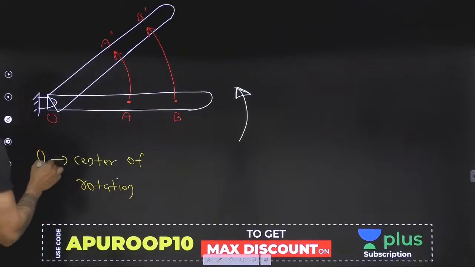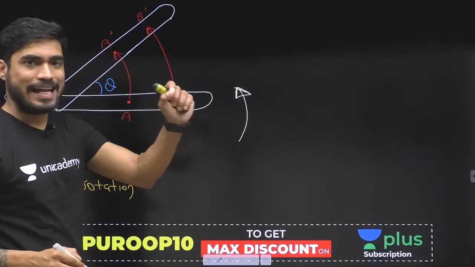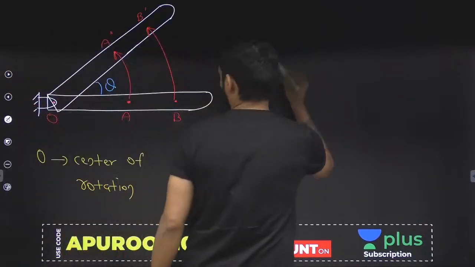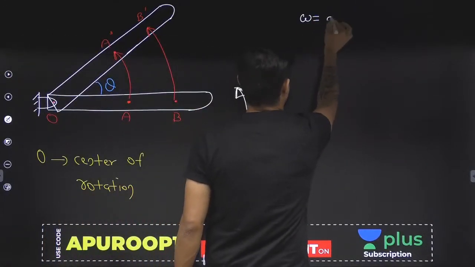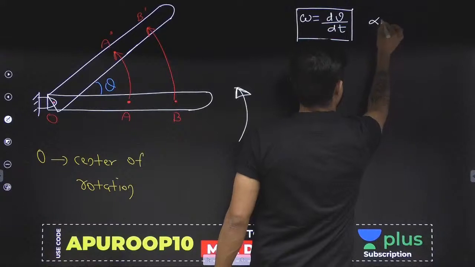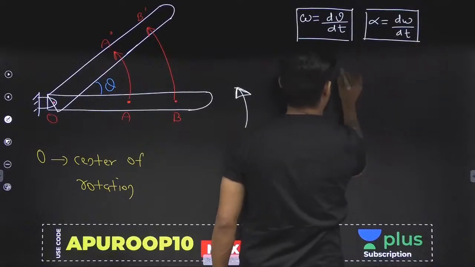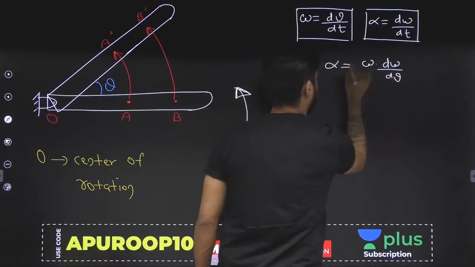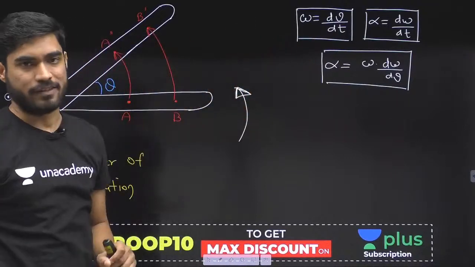Yesterday we saw how to find the angular motion variables. The first angular motion variable was angular displacement, theta. Then angular velocity, omega. Angular acceleration, alpha. And what was the relation between them? Omega equal to d theta by dt, alpha equal to d omega by dt, and sometimes in some rare cases we also use alpha equal to omega into d omega by d theta.